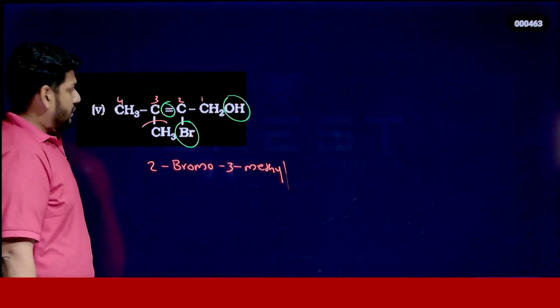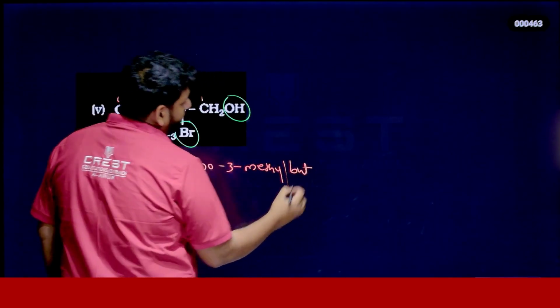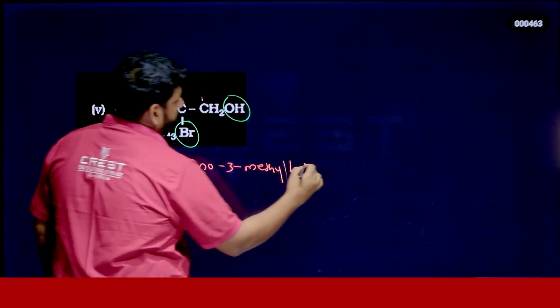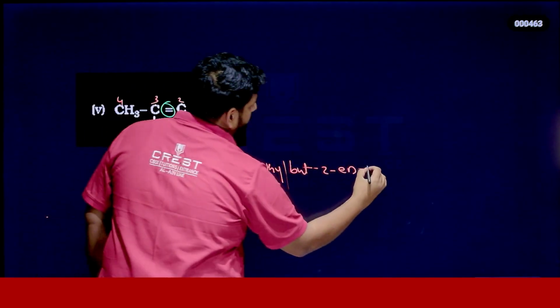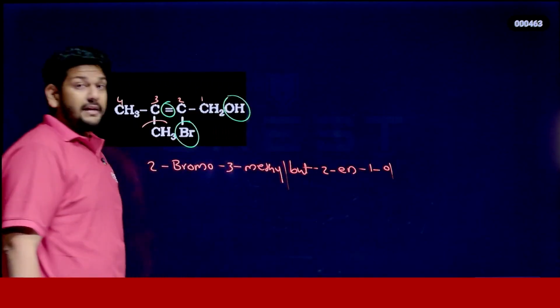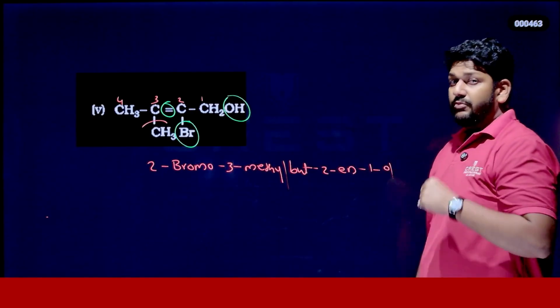Next, you have 4 carbons, so but. At the second position you have ene, so but-2-ene. At the first position you have 1-ol. So this is the name of this compound. It's very simple, right? It's interesting. You have to practice more examples like this.